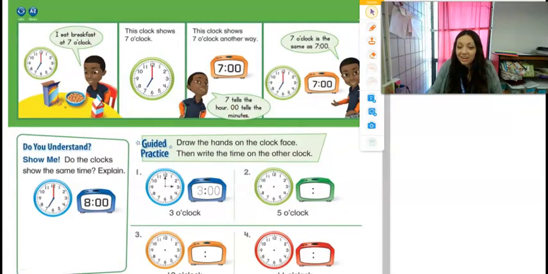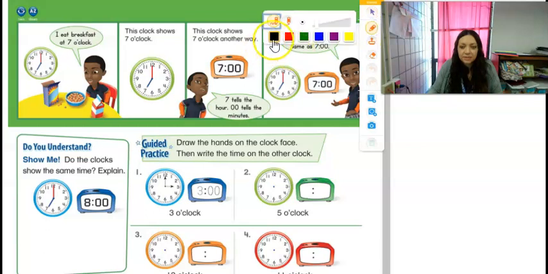All right, we're going to go ahead and practice what we just talked about, okay? All right, so let's look down here. They did the first one for us. It says 3 o'clock. So the hour hand, the shorthand, is pointed at the 3, and the minute hand is pointing at the 12. So it wants us to make 5 o'clock.